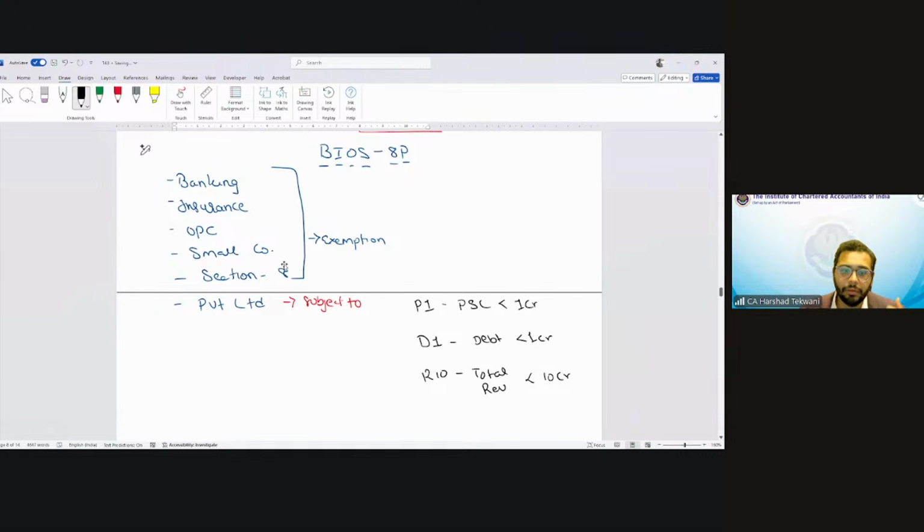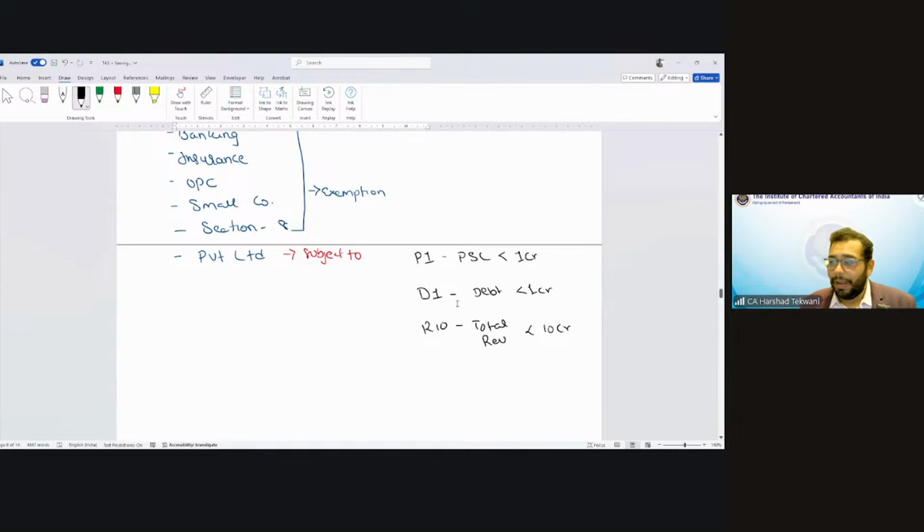Now the question comes is how and when these conditions are required to be checked. Okay. So paid up share capital is as on balance sheet date. As on the balance sheet date, we need to check what is the paid up share capital. This debt, at any point in time during the year. And turnover, again, if turnover exceeds 10 crore during the financial year, at that point in time, it becomes applicable.